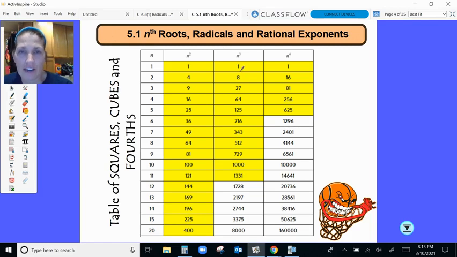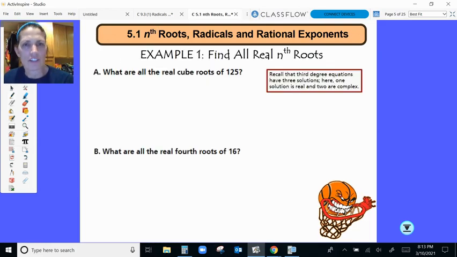Now, of all this highlighted area here, I would say the cubes I would probably know up to about 6, right? And then my fourth roots, I'd probably know all of these. Just to be very comfortable with those. So let's get started here.